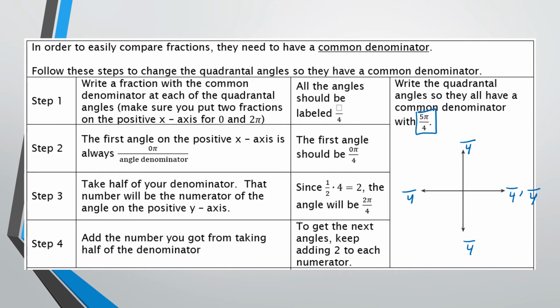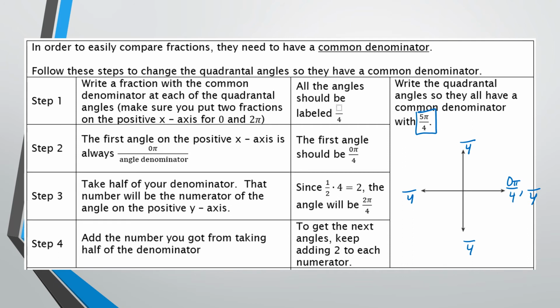For step 2, on the first angle on the positive x-axis, it's always going to be 0 pi over 4. Okay, that one will never change. It doesn't matter what the original problem is. Whatever your denominator is, you put a 0 pi in the numerator.